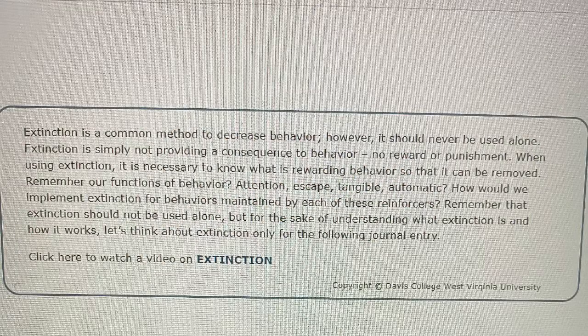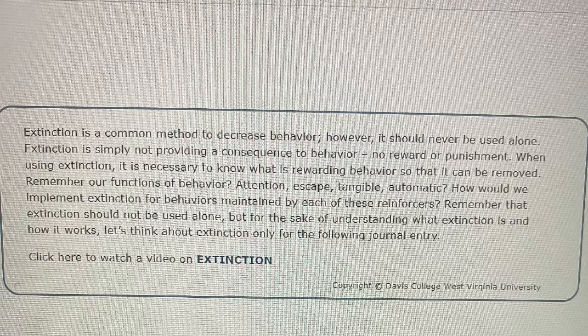Extinction is a common method to decrease behavior, however, it should never be used alone. Extinction is simply not providing a consequence to behavior, no reward or punishment. When using extinction, it is necessary to know what is rewarding behavior so that it can be removed. Remember our functions of behavior: attention, escape, tangible, automatic. How would we implement extinction for behaviors maintained by each of these reinforcers?